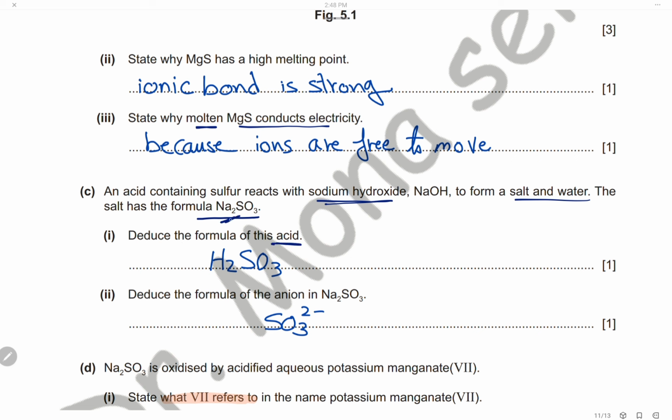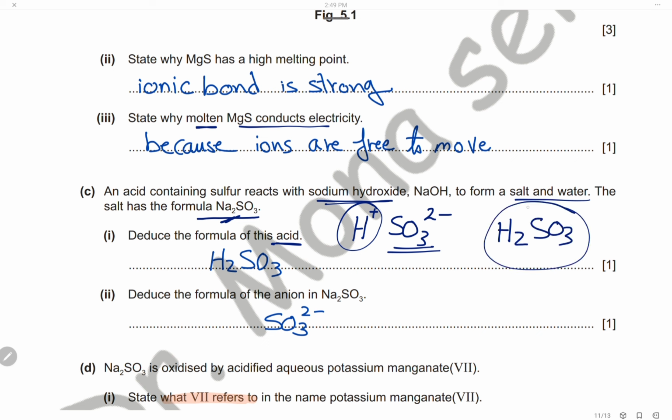Because here we have 2 sodium, the charge of the sulfite ion will be -2. It can be balanced with 2 hydrogens because each one has 1 positive charge. So the formula of the acid will be H2SO3. This is sulfurous acid. Deduce the formula of the anion. Of course, as we've just said, the anion will be SO3 2-.